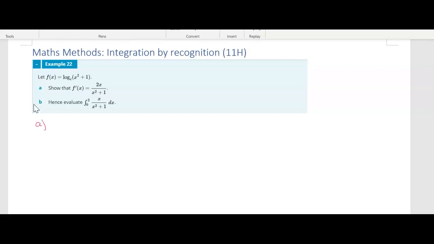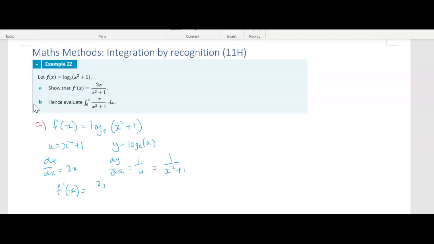Our function f of x is equal to log base e of x squared plus 1. Actually, this was a question on your trial exam, I think the very first one, so it's probably good that we're doing it here as well. I'm just going to use the chain rule. Let u equal x squared plus 1, so y is equal to log base e of u. So du dx equals 2x and dy du equals 1 on u. When I substitute u back in, I get 1 on x squared plus 1. So your derivative, f dash x, is 2x over x squared plus 1.